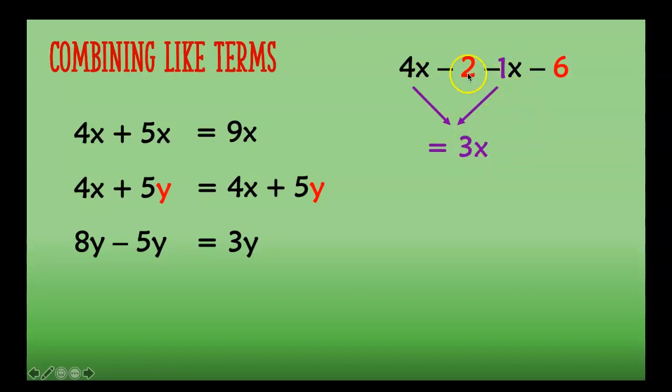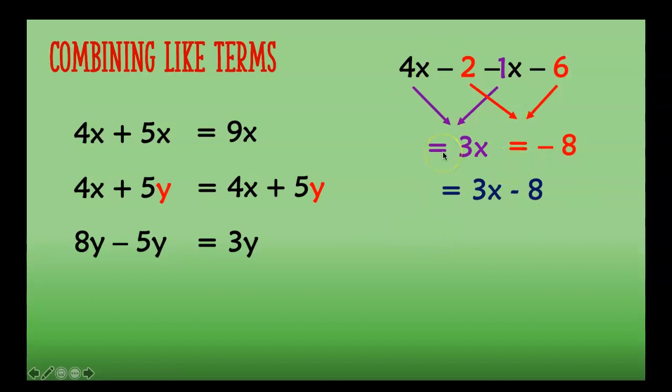Now, when you're done with that, you are going to solve the constants, or just the numbers. In this case, you have minus 2 or negative 2, and minus 6. Negative 2 minus 6 is going to be negative 8. Then you just put these two terms together. So your final answer is 3x minus 8.